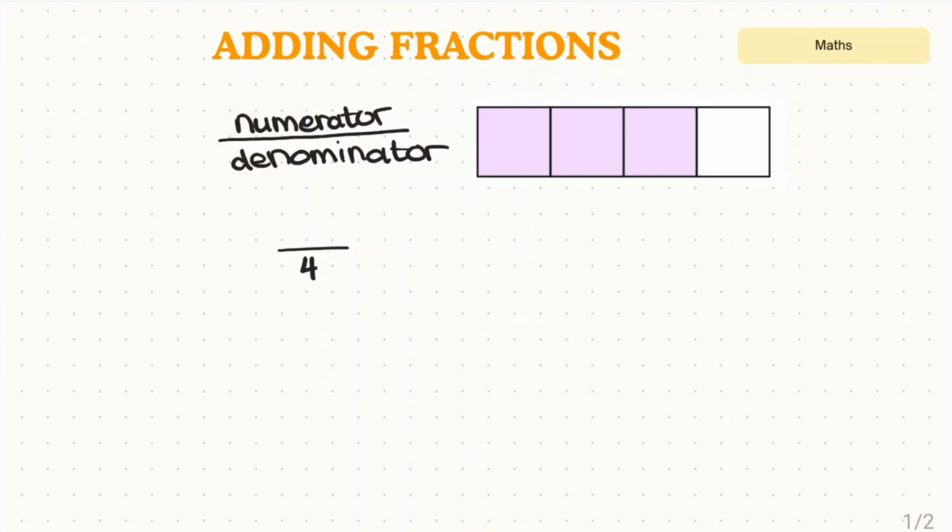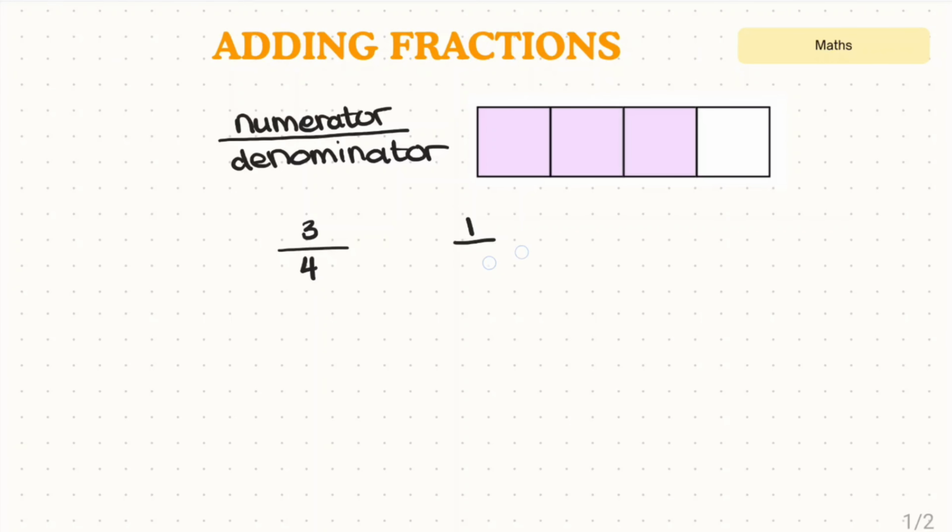So I can say my numerator can either be the shaded parts of the whole, and then I get 3 over 4, or I can say my numerator is the unshaded parts of the whole, and that would be 1 over 4. So you see how my denominator doesn't change, but based on what the question is asking, my numerator can change. So a numerator is all about what we are trying to find out.